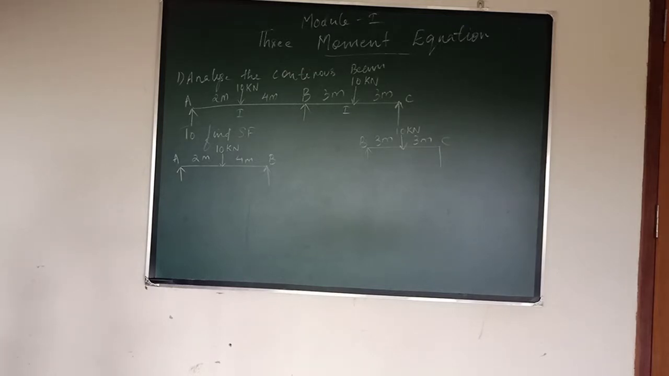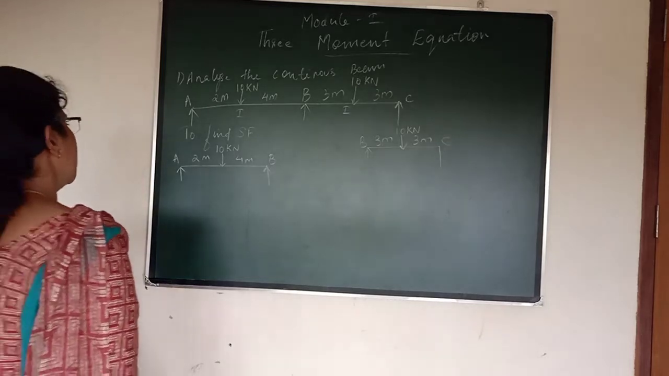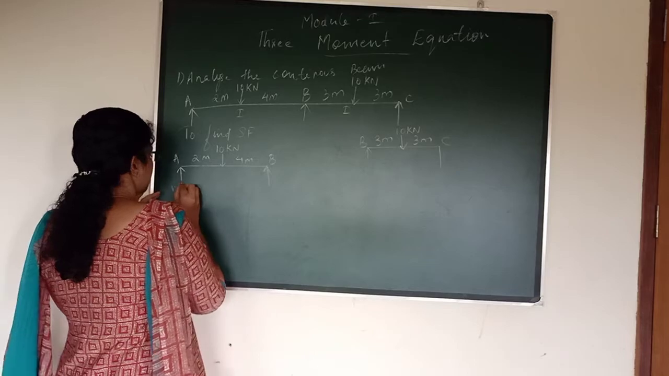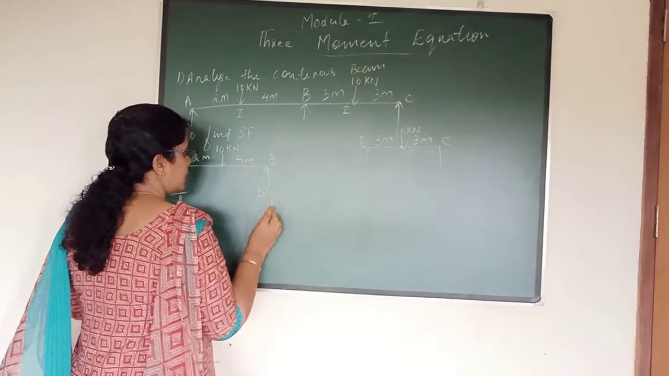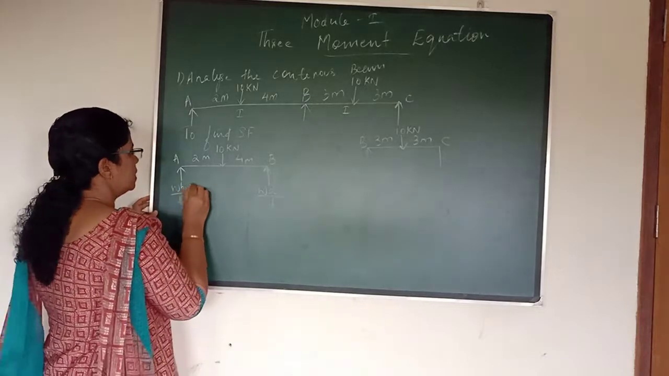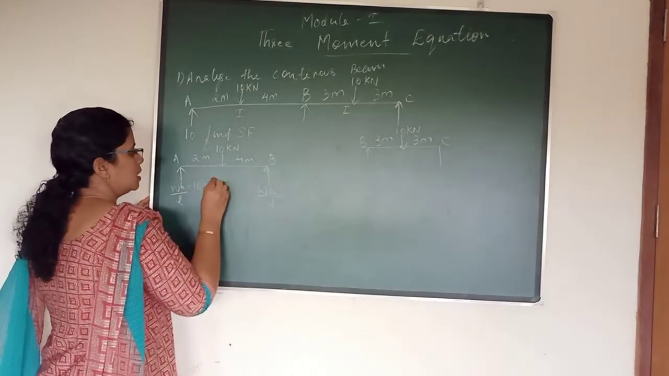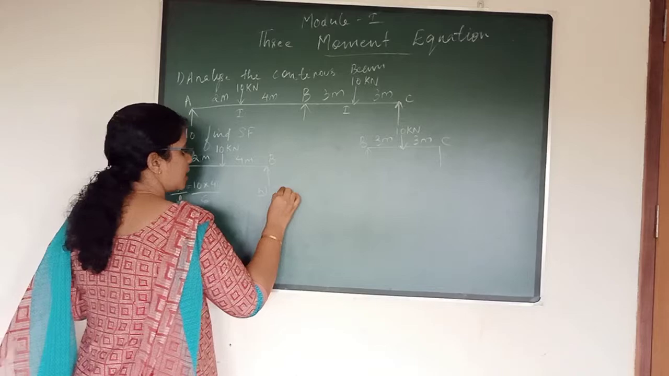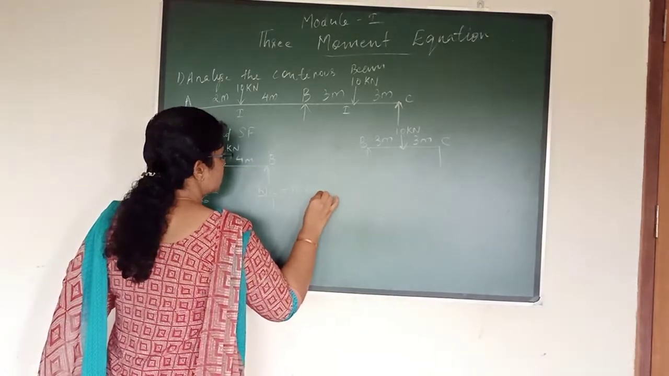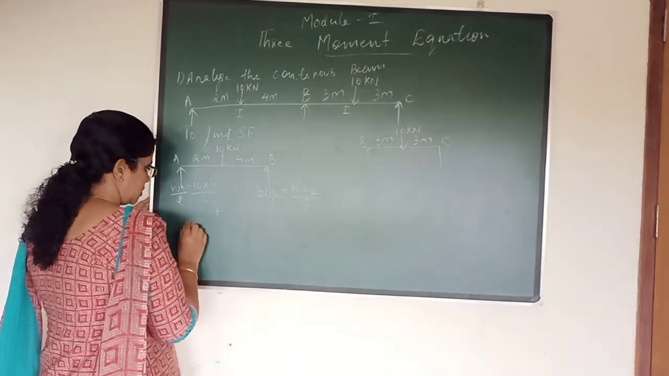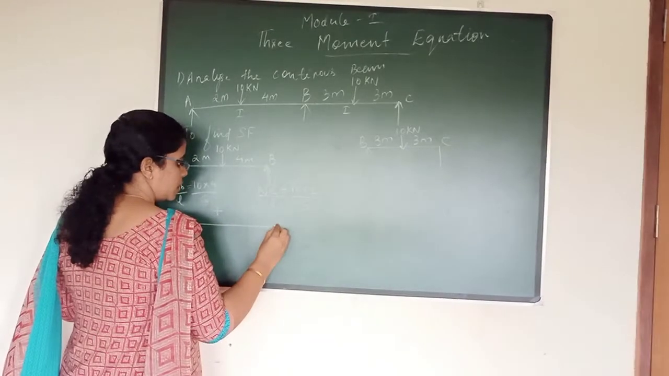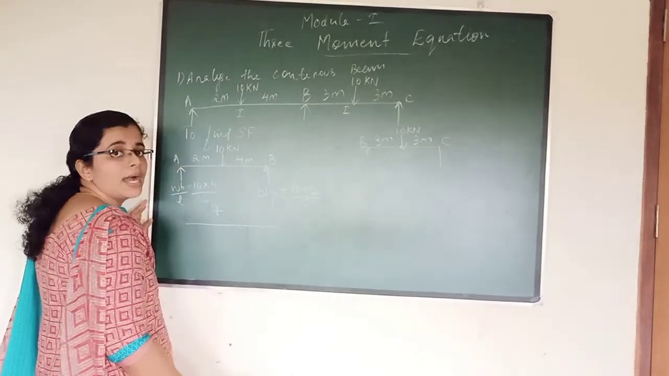So for an eccentric loading, the reaction value, as already said, is here Wb by L and here Wa by L. So substituting the value, it would be 10 into 4 divided by 6 and here it is 10 into 2 by 6. Along with this reaction, we are adding the reaction due to unbalanced moment.